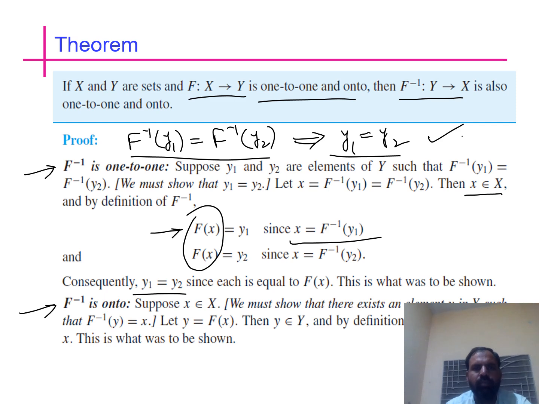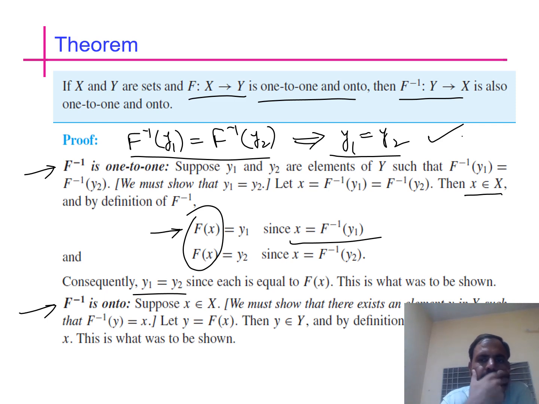Here is a theorem. If x and y are sets, here we prove that f inverse of y1 is equal to f inverse of y2. If it implies that y1 is equal to y2, it was already proved. We have to show that f inverse is 1 to 1, and then we show f inverse is onto.